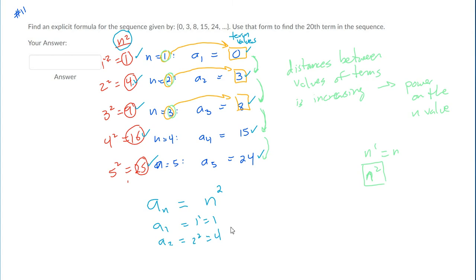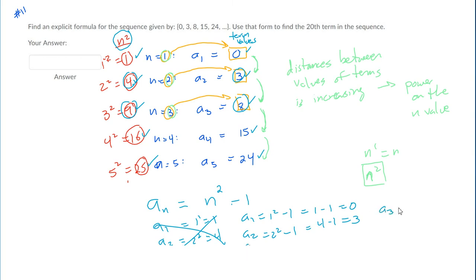So how do I reduce it by 1? How do I reduce a 1 to a 0? How do I reduce a 4 to a 3? How do I reduce a 9 to an 8? The way you reduce by 1 is subtract 1 from the result. Let's check that. a1 should be 1 squared take away 1. That works. a2 should be 2 squared take away 1. That works. a3 should be 3 squared take away 1, which is 9 minus 1 is 8. That works. a4 is 4 squared take away 1. So this pattern's working.